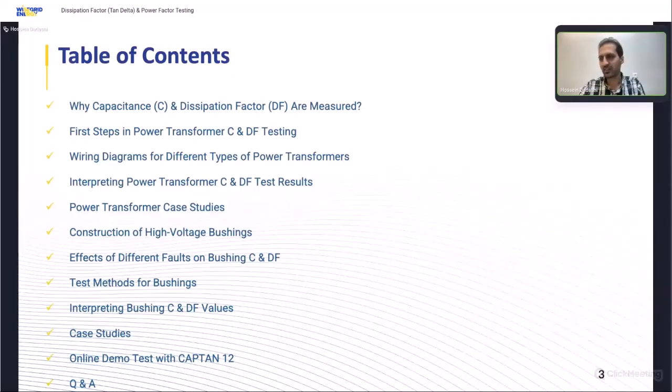I sometimes use time delta or dissipation factor or power factor. They are the same words. Then we will start with construction of high voltage bushings, the effect of different faults on bushings, C and DF test results, different test methods for bushing diagnostics, and then we will continue with interpreting bushing C and DF values and some case studies. Then finally, we will have an online demo test with Kapton 12, our product for capacitance and dissipation factor testing. And finally, we will cover the Q&A session.